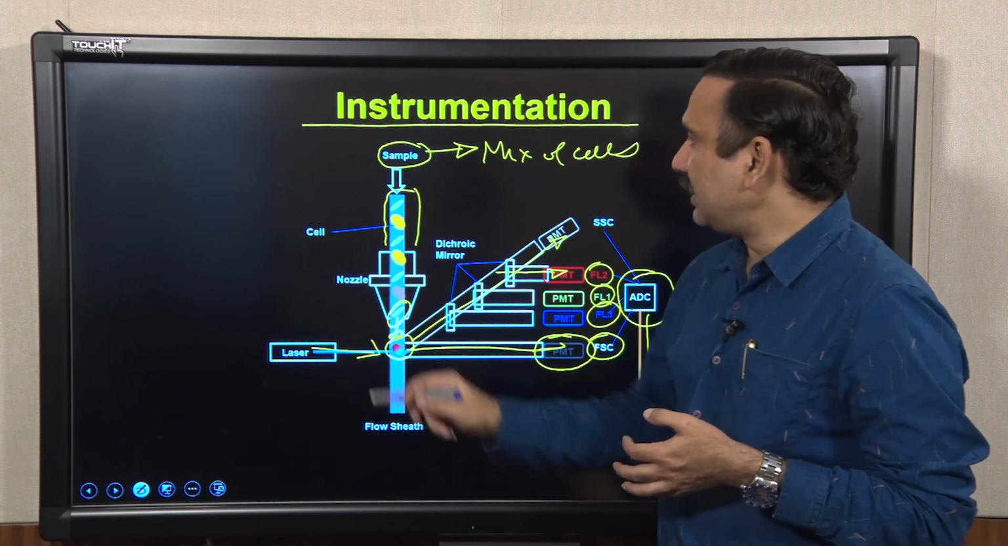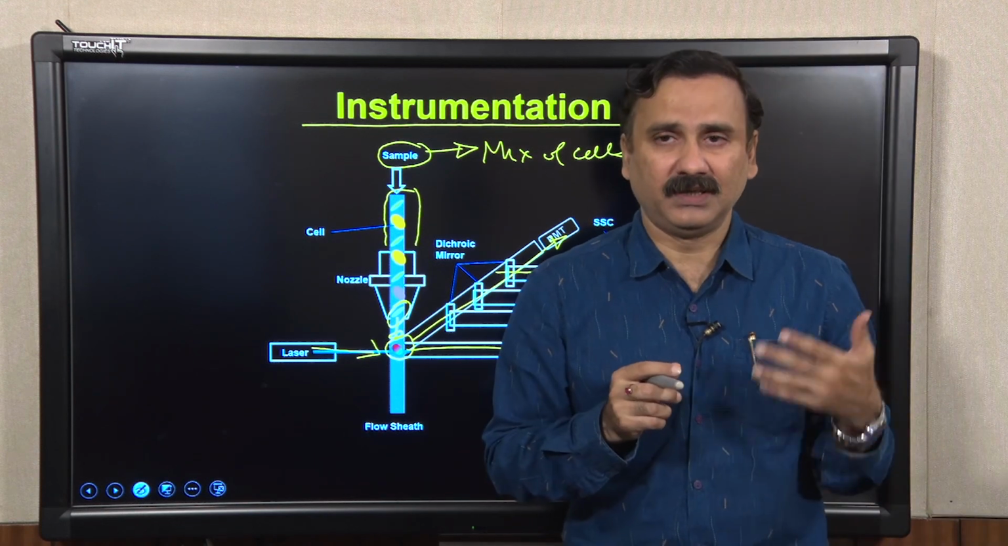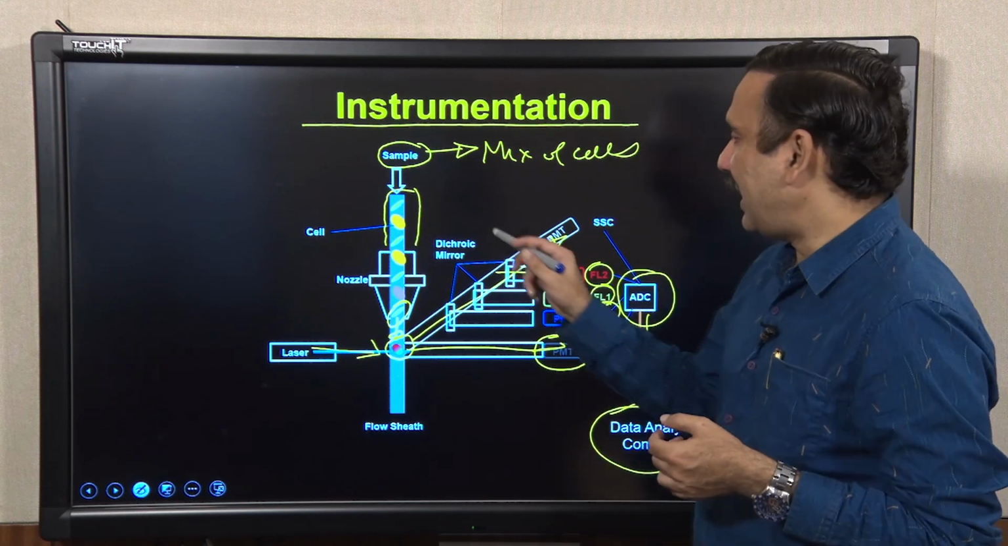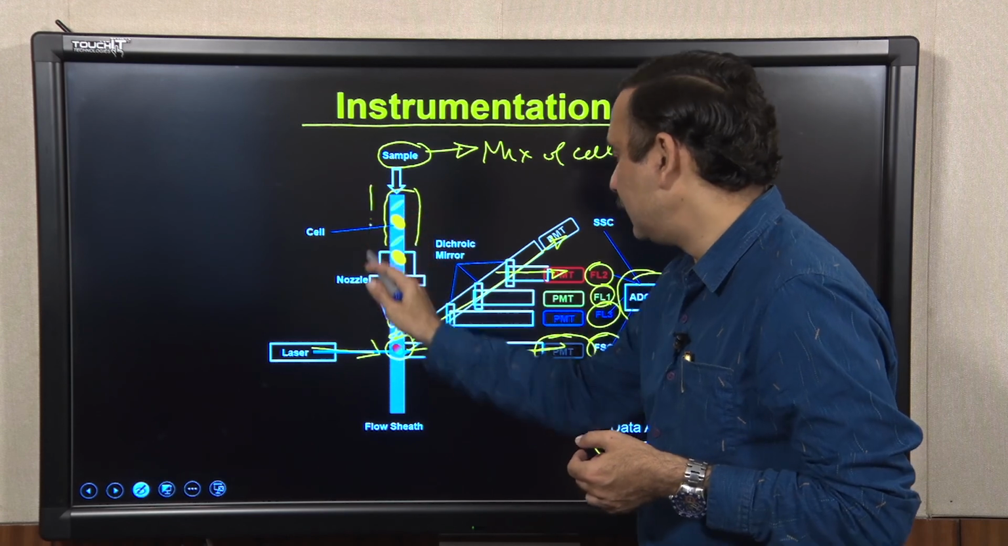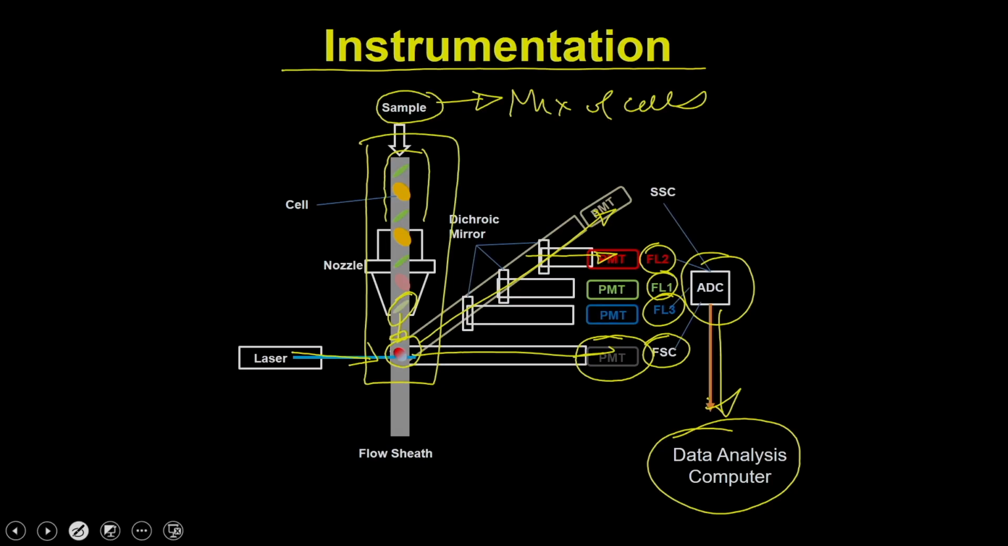So, if you look at the instrumentation of the flow cytometer, you have 3 components. One is this particular component, which is called the fluidic components or the fluidics.